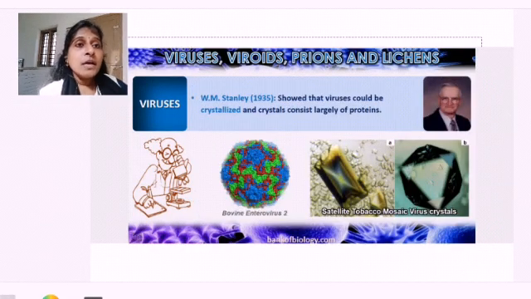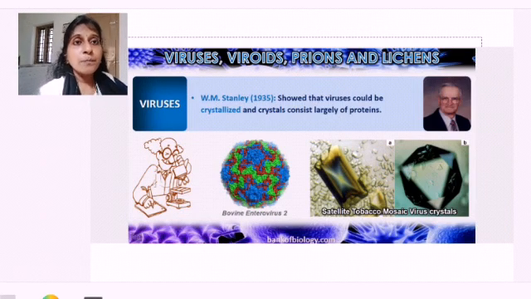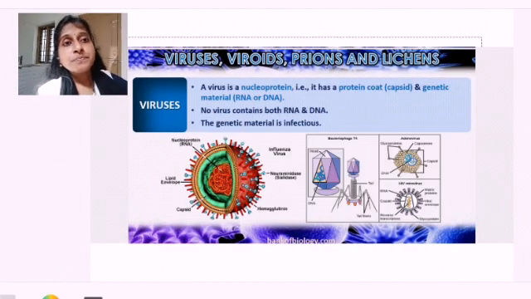And W.M. Stanley showed that viruses could be crystallized and that the crystals consist largely of proteins. So, you can make viruses into crystals and preserve them, and when you study the chemical structure of these crystals, they have protein-like characteristics, right.